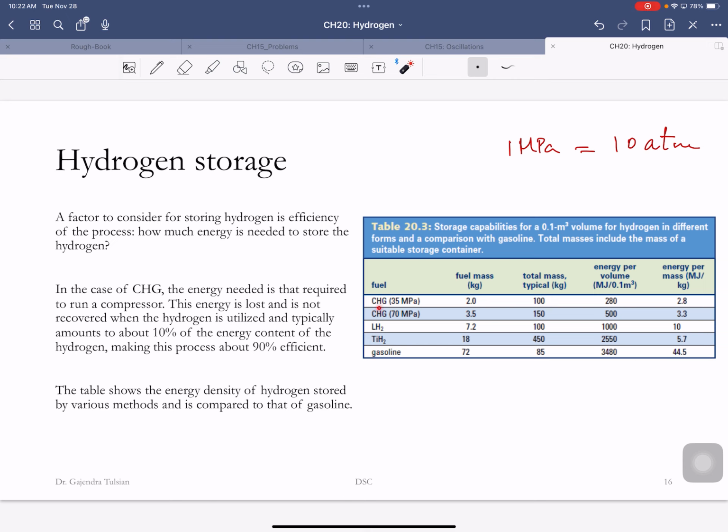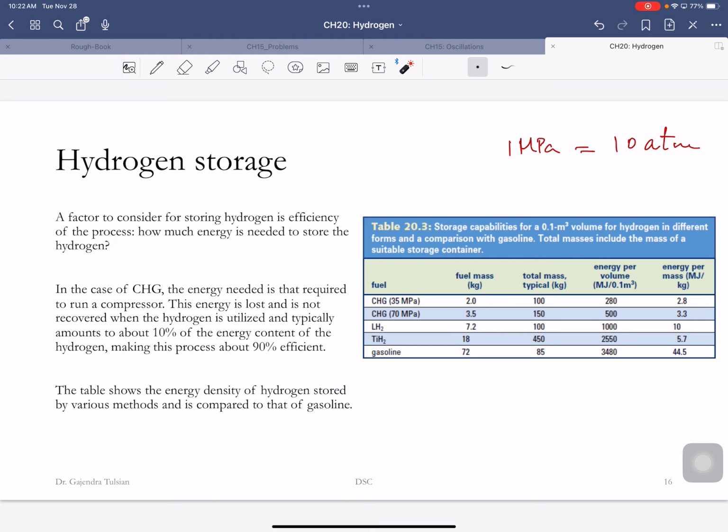Now, when you compress hydrogen, you're wasting some of the energy. So the energy needed in the case of compressed hydrogen gas is that. A factor to consider for storing hydrogen is efficiency of the process. How much energy is needed to store the hydrogen? So you're wasting some of the energy to store the hydrogen. But you're doing that for gasoline as well. Gasoline is produced in factories, in refineries, in various places. And to transport gasoline to the pumping station, you're spending some of the gasoline for that.